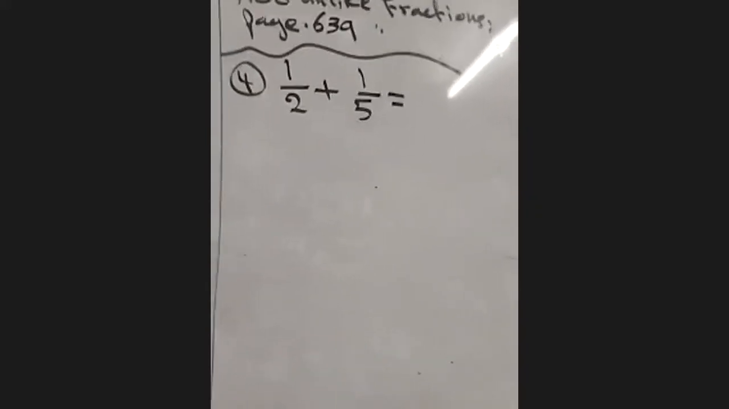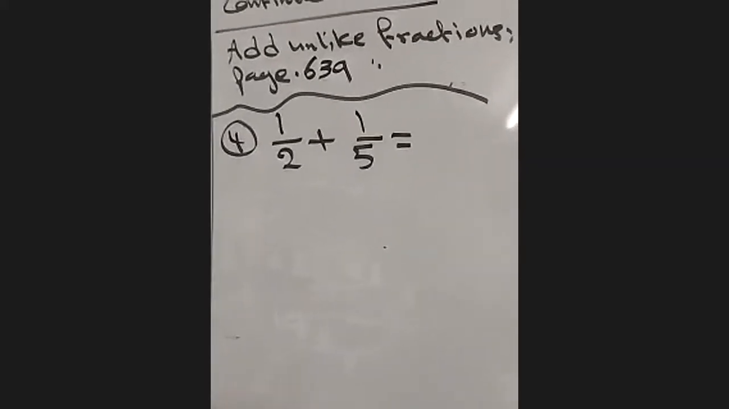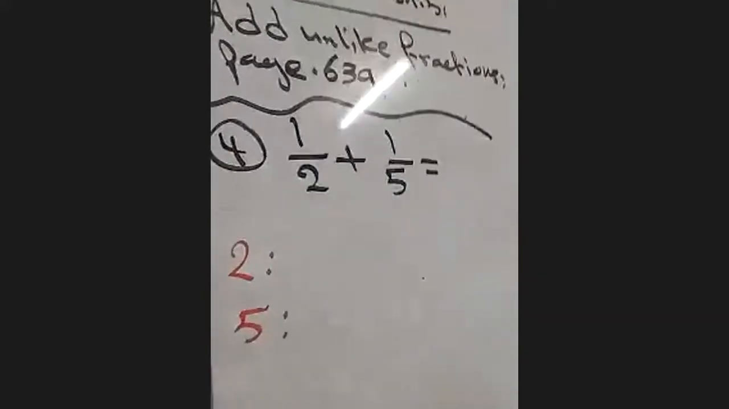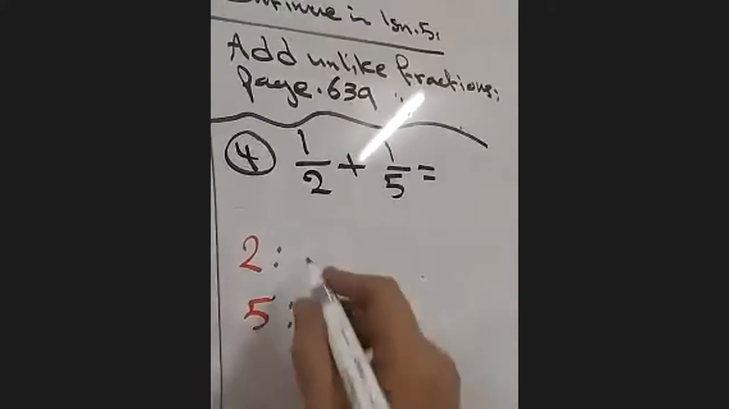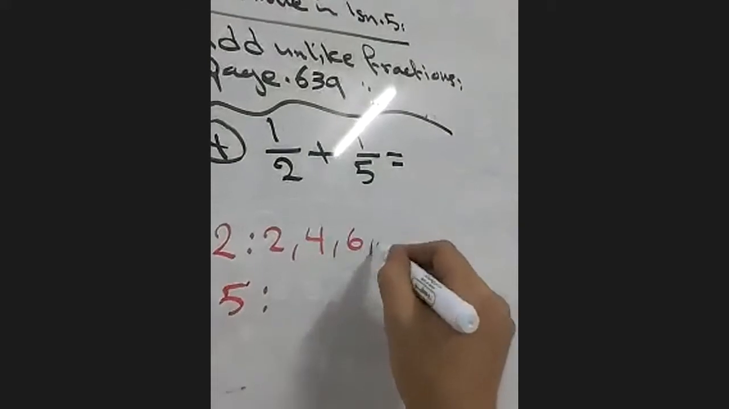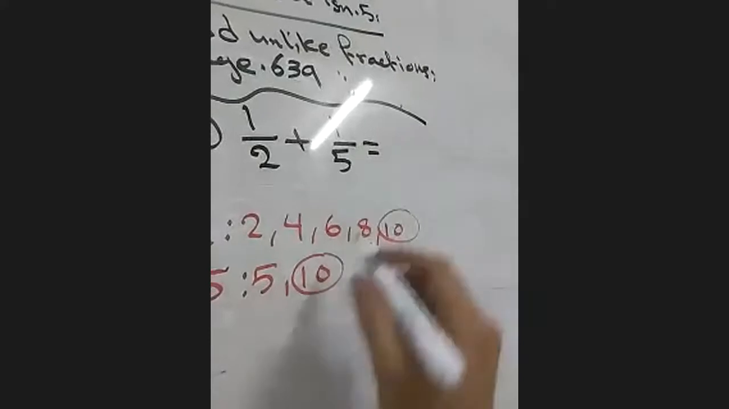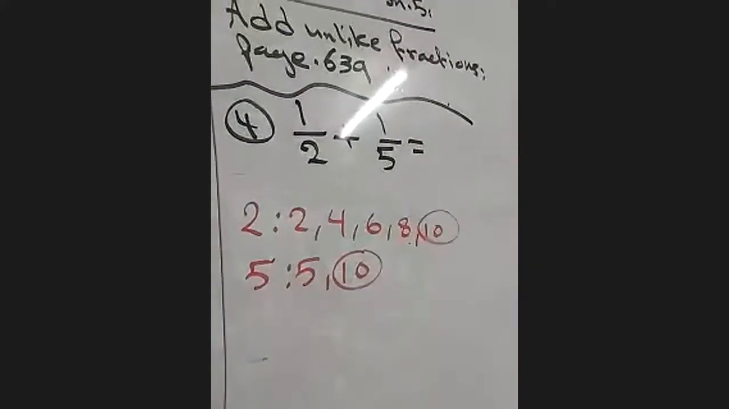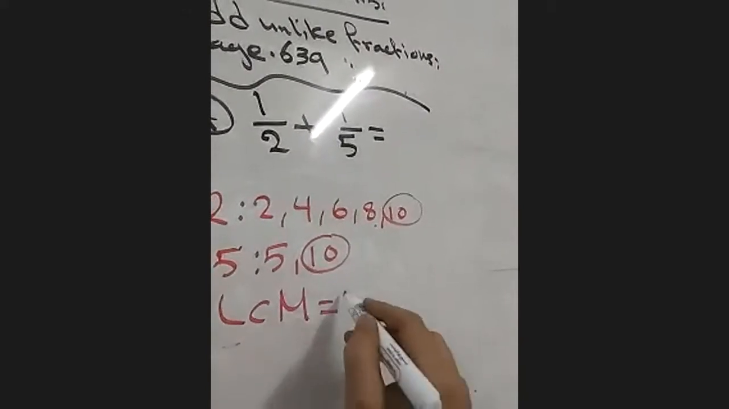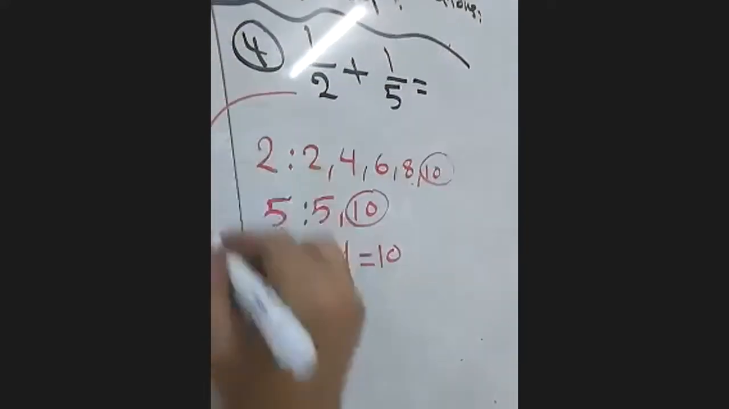Okay. Yalla, so we'll find the least common multiple of which numbers? 2 and 5. This is 2 and this is 5. Tell me, quickly, Abdullah. 2, 4, 6, 8, 10. And the 5, we have 5 and 10, right? So the least common multiple is what? 10. Is 10.